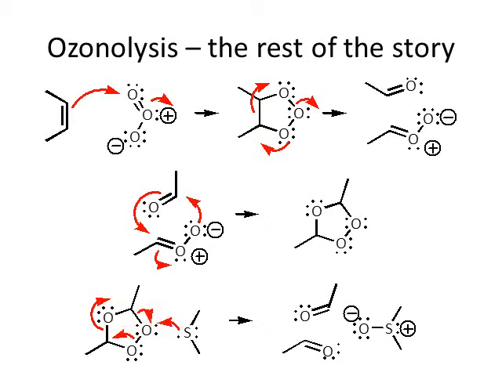All right. The net result was that our initial alkene got chopped in half to make 2 aldehydes.